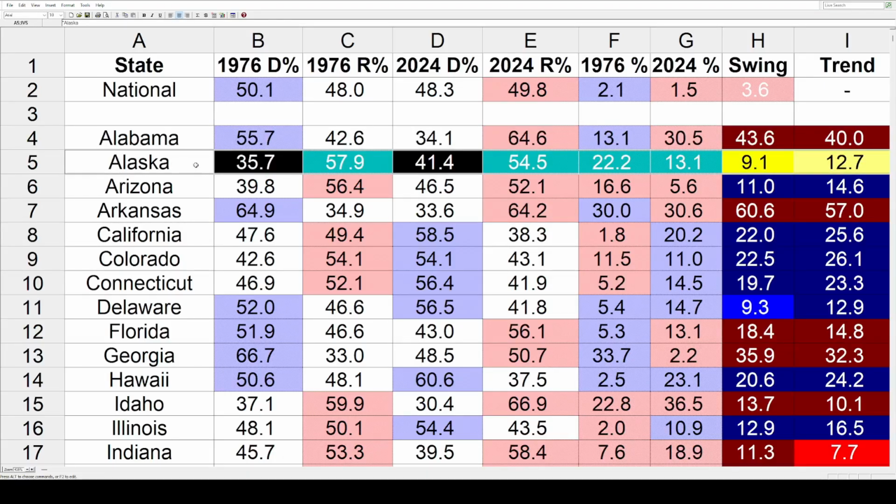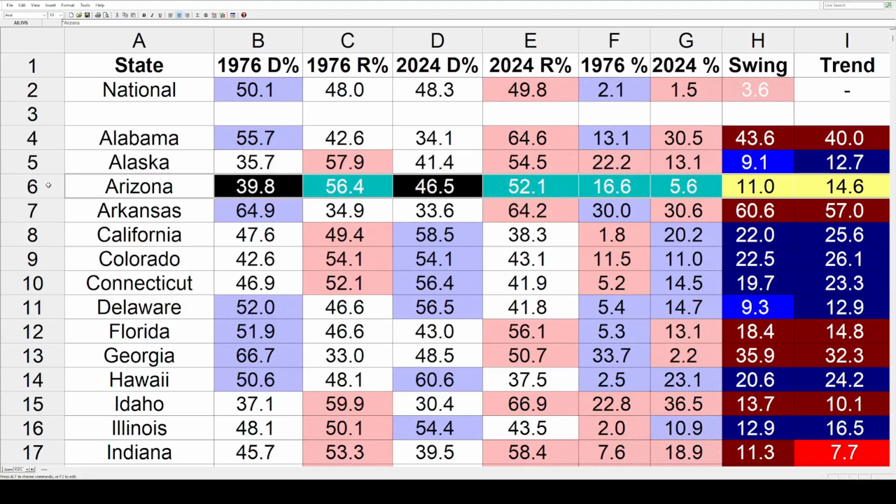Let's look at the second state, Alaska. That state voted for the Republican both times, but it did swing 9.1 toward the Dems. That's in the opposite direction of the national swing of 3.6. So that's 3.6 away from the Republicans, another 9.1 toward the Dems. That combines to a trend of 12.7 toward the Dems. So that's how this works. Now we can quickly go through the rest of these states.